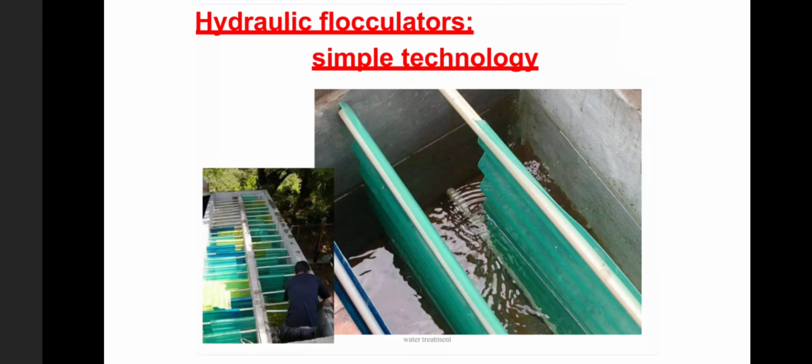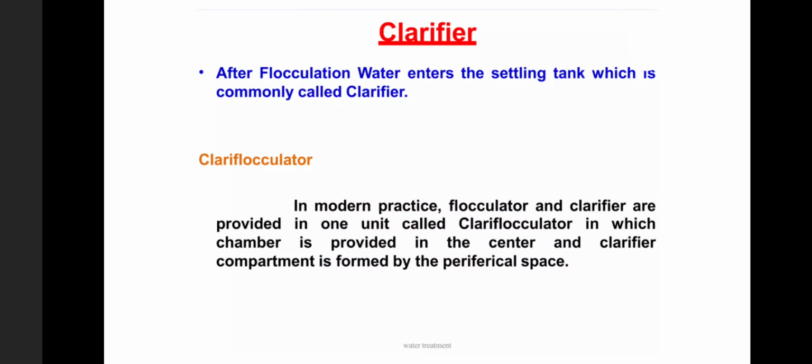These are some examples where we can see the baffles which have been provided, and also the gap provided at one end and the gap provided at the other. This is a kind of baffle wall we use for flocculators. Here a PVC sheet has been used as the baffle wall. Similarly, we can use any kind of material for the baffle walls.